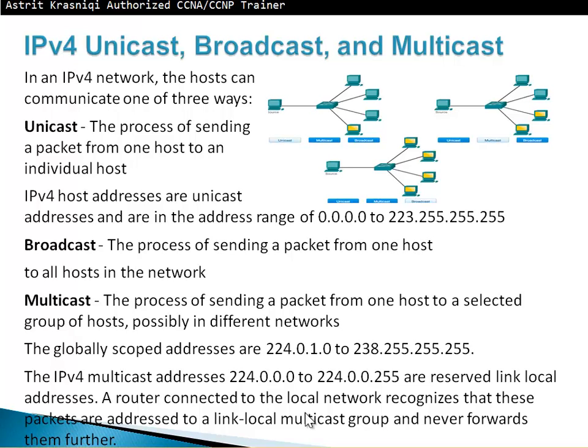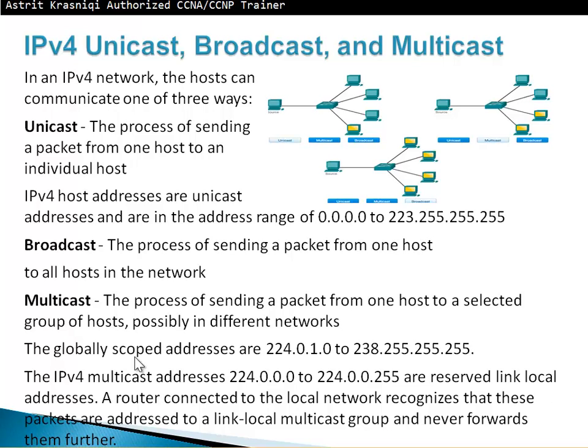An IPv4 multicast address 224.0.0.0 up to 224.0.0.255 are reserved link local addresses. A router connected to the local network recognizes that these packets are addressed to a link local multicast group and never forwards them further. So these multicast addresses will not go from one network to another network. They are only on the link. Some of the addresses will be like, I don't know, 224.0.0.9, .10, .5. These are some of the dynamic routing protocol addresses that they use.